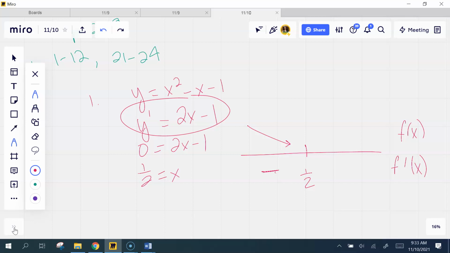So 1/2 is either a max or a min. Well, we're about to see. It's going to look like a min. If I plug 1 in, 2 minus 1 is 1. It's positive, so it's going up.